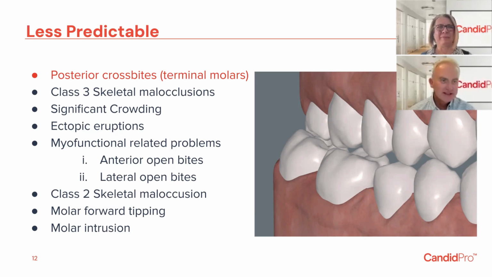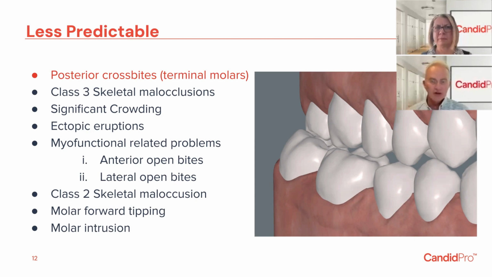What this is, is just a simple list of less predictable malocclusions that any type of aligner therapy, no matter what company we use, is a challenge. And then we'll share how we set things up with Candid Pro to make it more predictable. The first one is posterior crossbites, and these are posterior crossbites that actually involve the terminal molars. What I mean by terminal molar is, for example, in this particular slide, teeth 2 and 3. So we have teeth 2 and 3 in lingual crossbite. Those are the terminal molars.